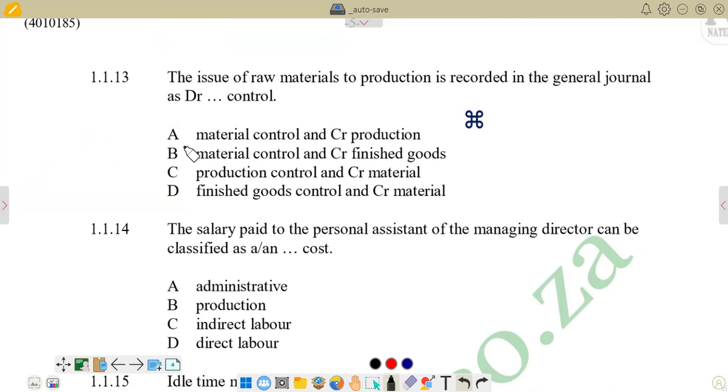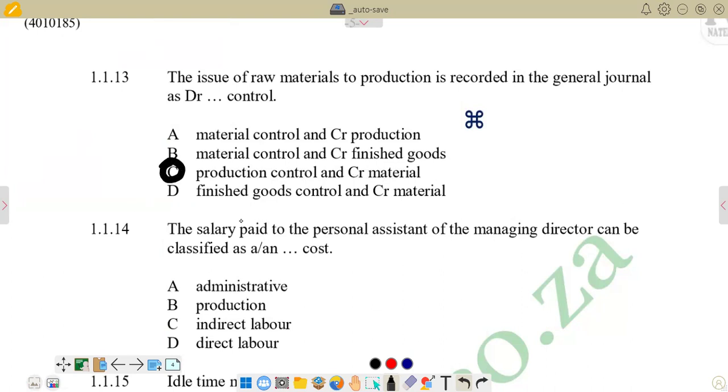wherever we are posting it to the production, it means we are going to debit the production control, and the only response that we have which is debiting production control is C. So you see that it's saying both debit production control and credit material control. So which is the most appropriate? Then we go to 1.1.14.